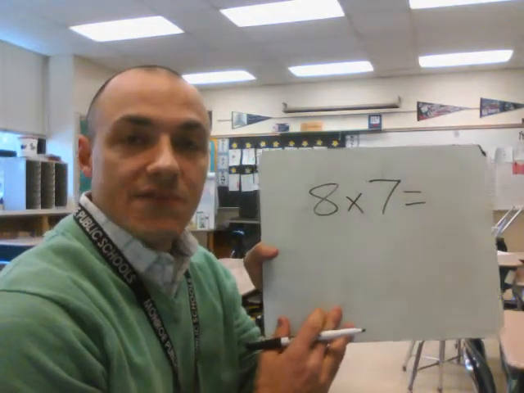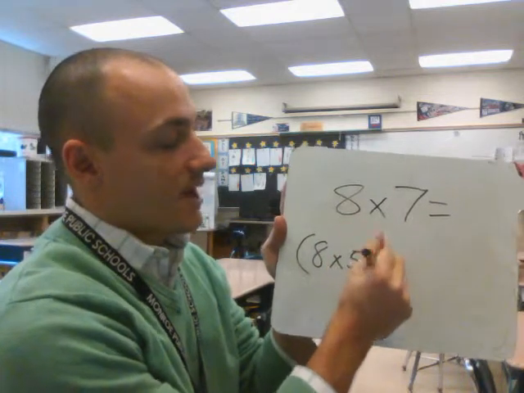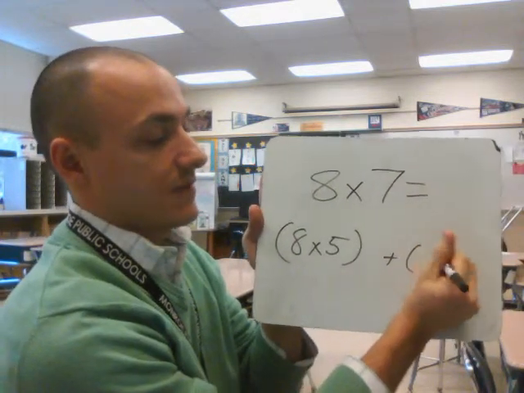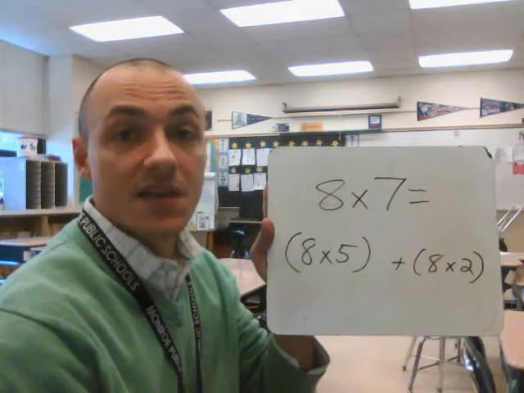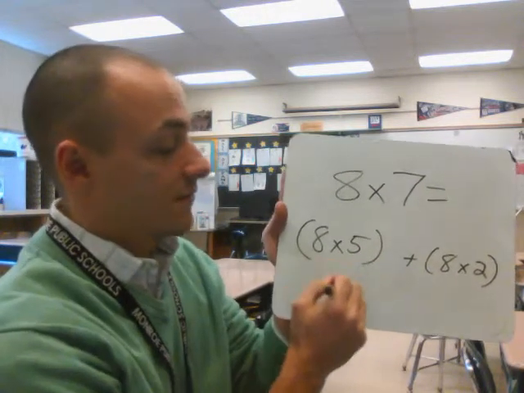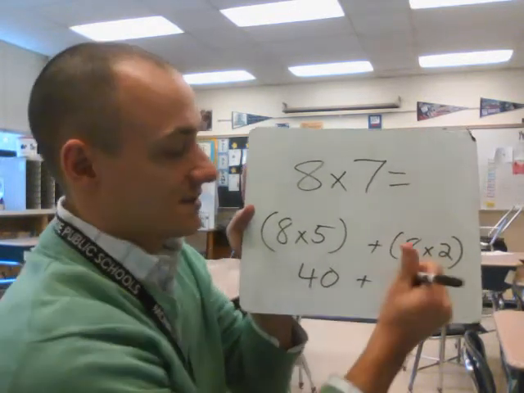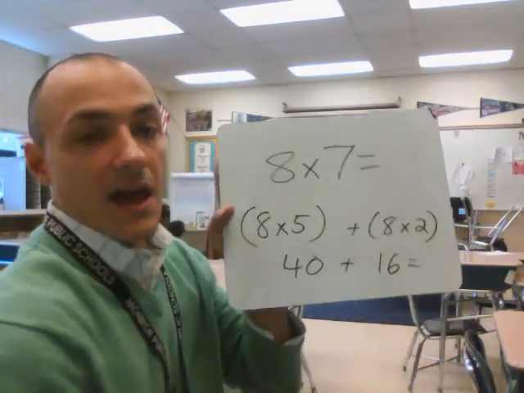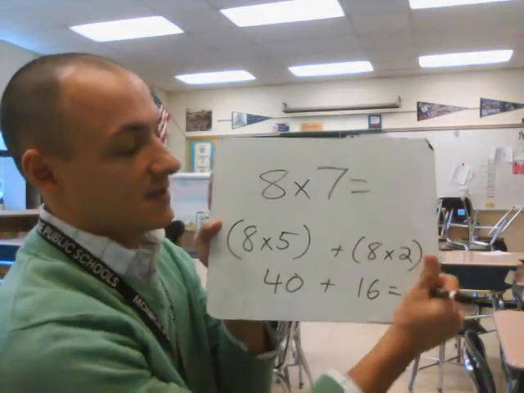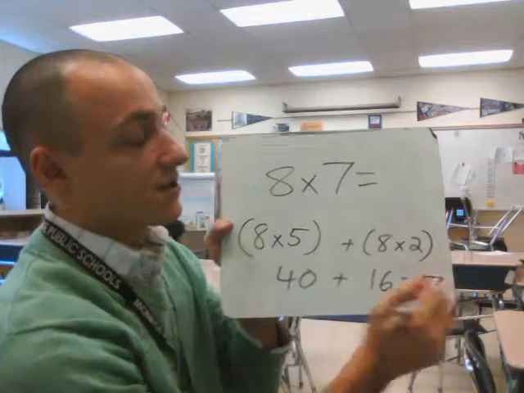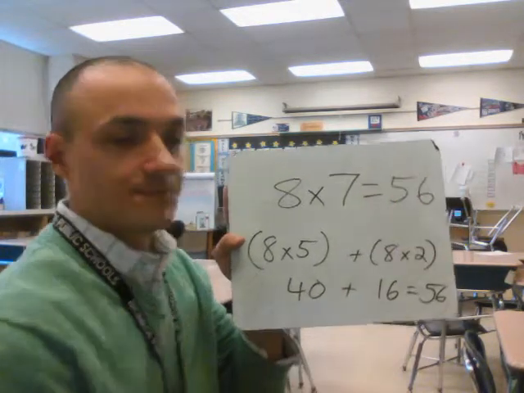So really what 8 times 7 is going to look like is 8 times 5 plus 8 times 2. 8 times 5, we can skip count by 5 real quick in our head, 40, plus 2 8s, double 8, 16. And this is an easy addition problem to do in our heads mentally. 40 plus 16 is 56. So we would know that 8 times 7 is 56.